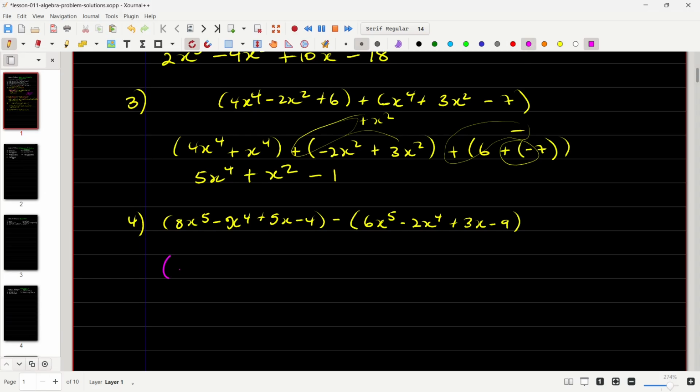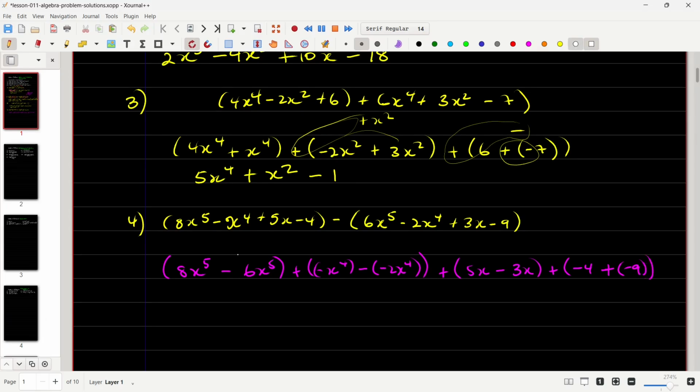So we're going to group the 8x to the fifth minus 6x to the fifth plus minus x to the fourth minus 2x to the fourth plus 5x minus 3x plus minus 4 plus minus 9.